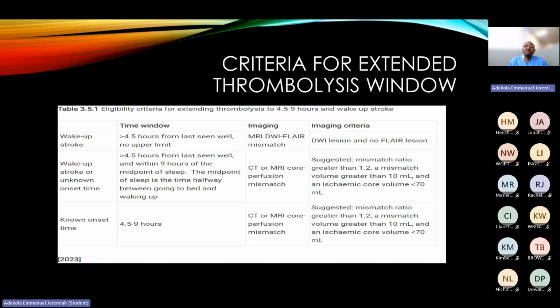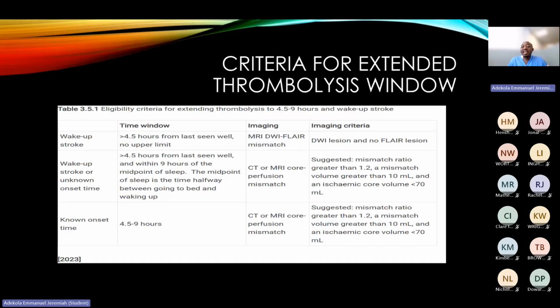However, to be able to do that, we need to understand the functional changes that are happening in the brain, and that is what CT perfusion tells us. If we're using CT perfusion for a stroke of unknown onset time, we need to identify first when the patient was last seen well, and then determine the midpoint of sleep. From that midpoint of sleep, we're able to calculate 9 hours from that time. We'll do some examples and we'll apply this.